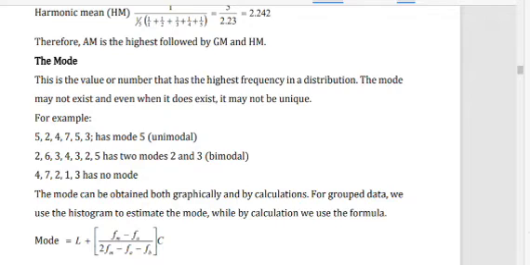Let's go to the mode. The mode is the middlemost number, the highest frequency in the distribution. What it means is that if you have a group of numbers, the one that occurs most, the one that is highest, is the mode.